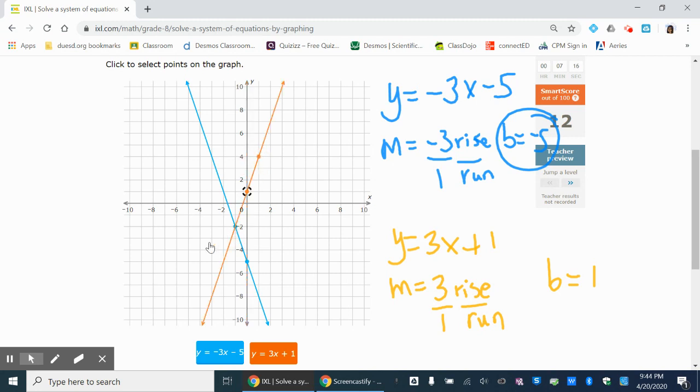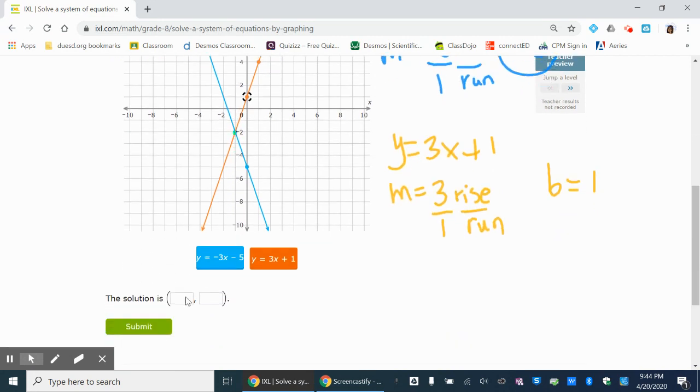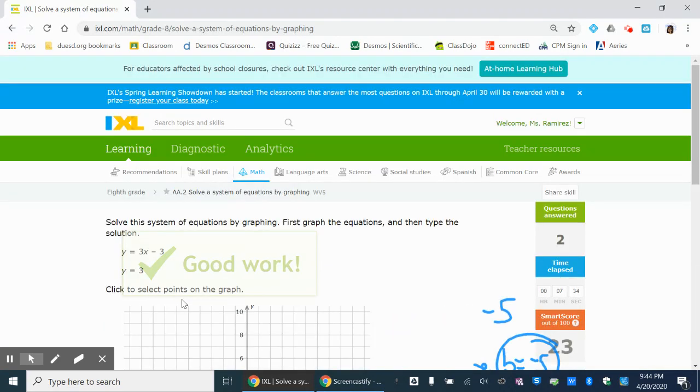And now notice that they intersect here at this point. Let me go ahead and use green for that. They intersect here at this point, which the coordinates for that point are -1, -2. So the solution is where they intersect. So they intersect at -1, -2. And again, that is my solution.